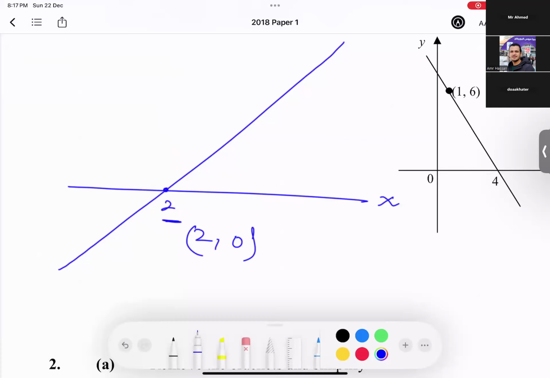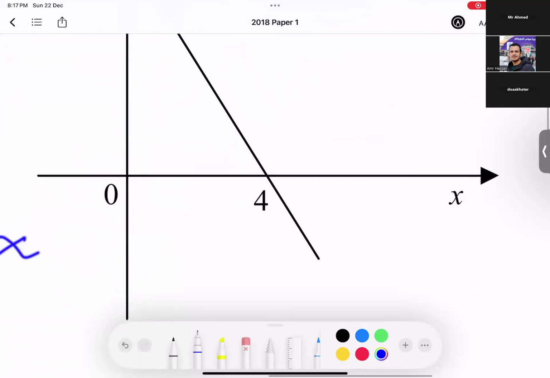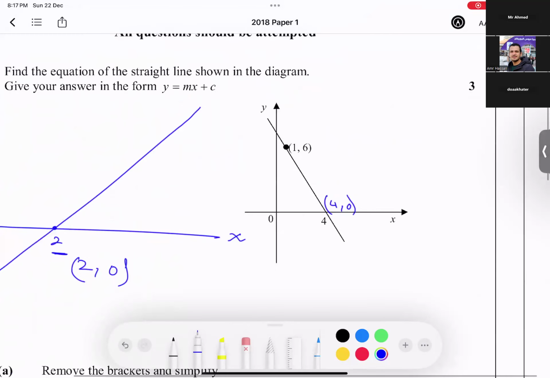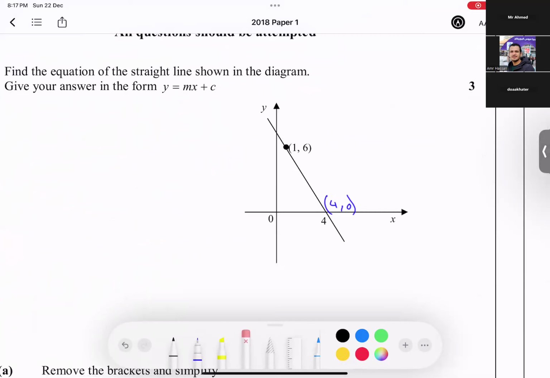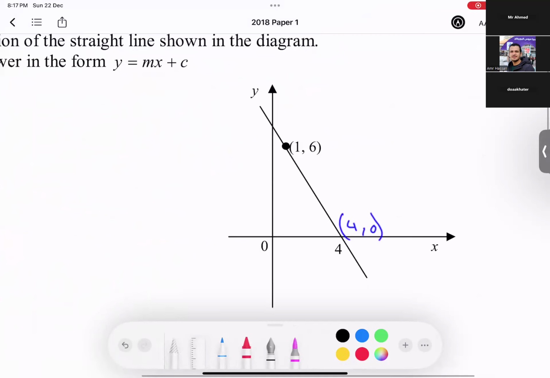Because if you want to get the x-intercept, y always equals 0. And if you want to get the y-intercept, x always equals 0. Did you get the difference between them? So that would be 4 and 0. Yeah, 4 and 0. Did you get it? Is it clear for you? Okay. So right now, let me write down.